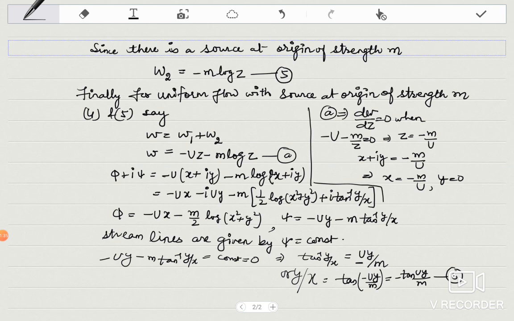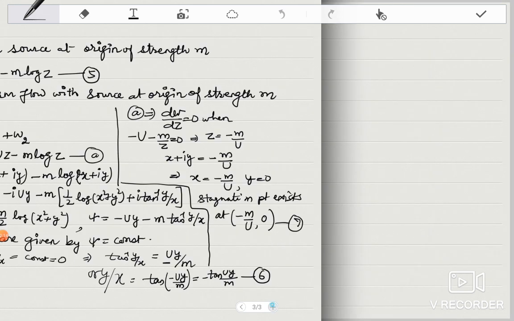Or you may say the stagnation point exists at minus m upon U and 0. Now it will be helpful in drawing the streamlines. So these are stagnation points. Now you know the stagnation point, you know that there is a uniform flow, you know that there is a source at origin. So we will try to draw it.